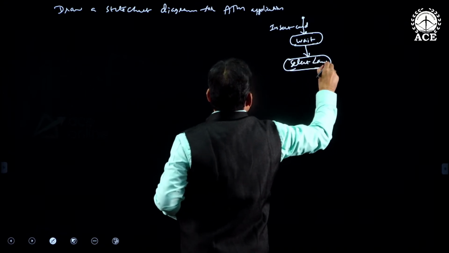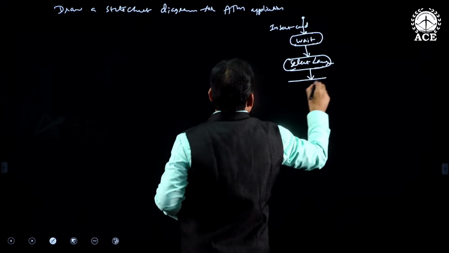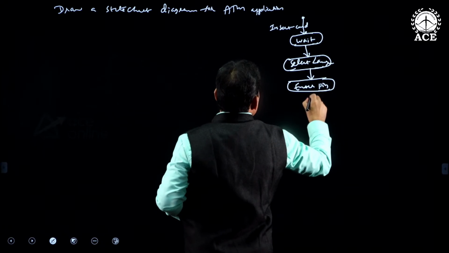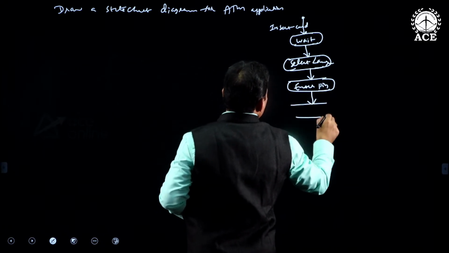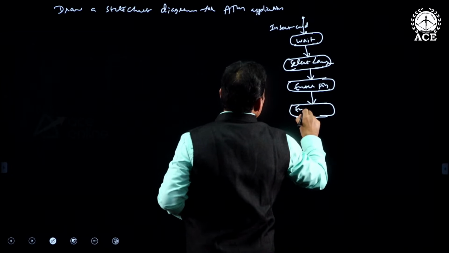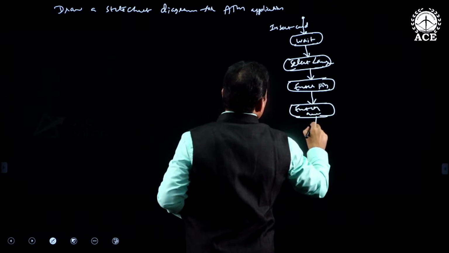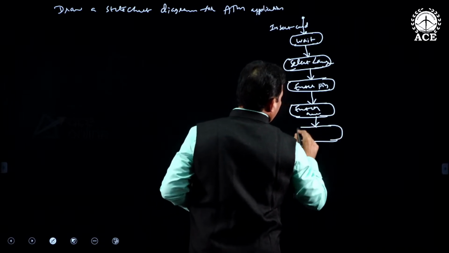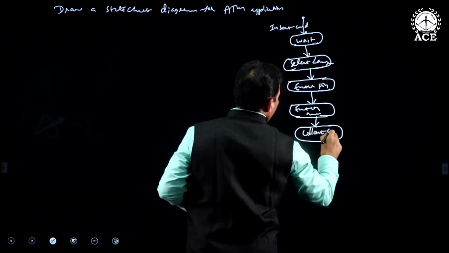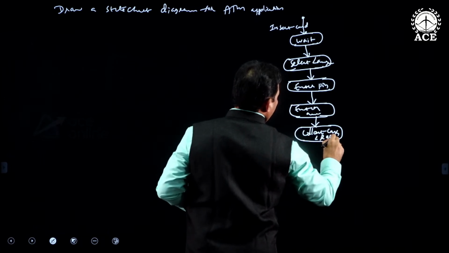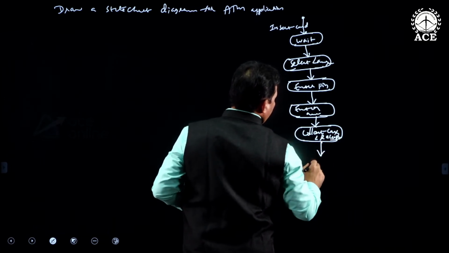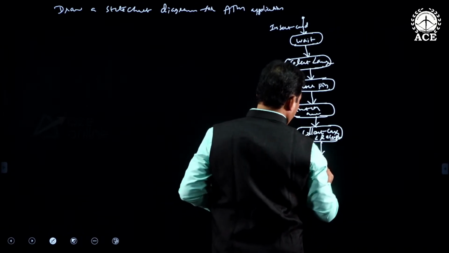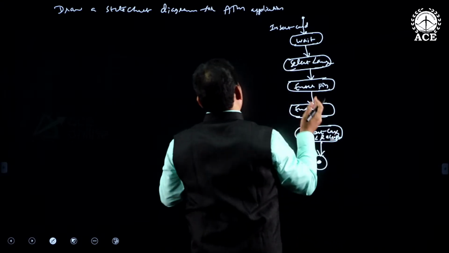After selecting the language, you have to enter the PIN. If the PIN is valid, it will ask you to enter the amount to withdraw. Once you enter the amount, if you have sufficient balance, you collect the cash and receipt, and it reaches the final state. So this is the state chart diagram.